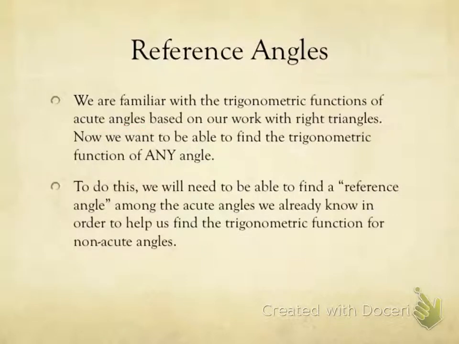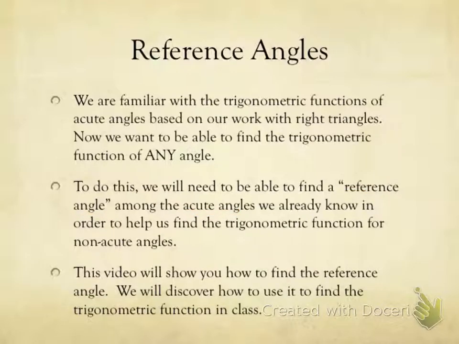So in order to be able to do that, we need to be able to find what's called a reference angle. And we need to find those among the acute angles that we already know in order to help us find trigonometric functions for non-acute angles. So in a sense, we're saying the reference angle allows us to take any angle and to connect it to some acute angle that we already know how to work with so that we can figure out the trig function for whatever angle we're working with.